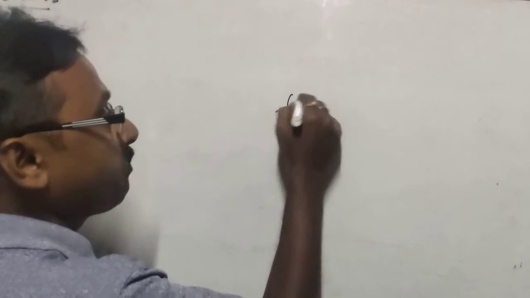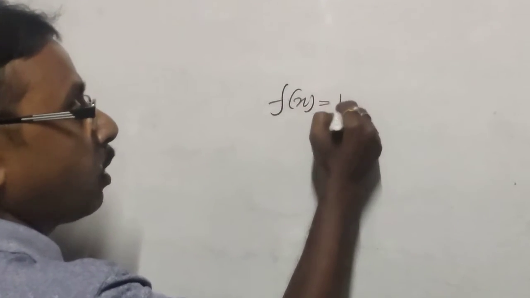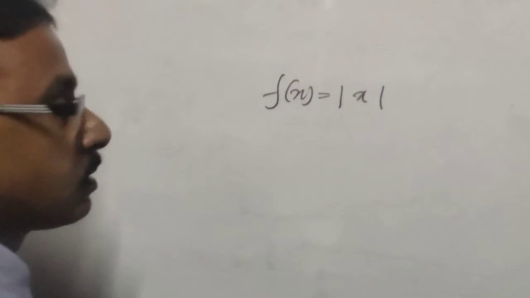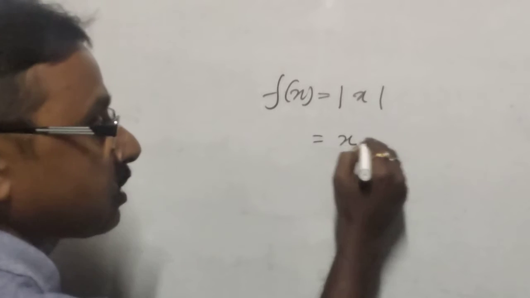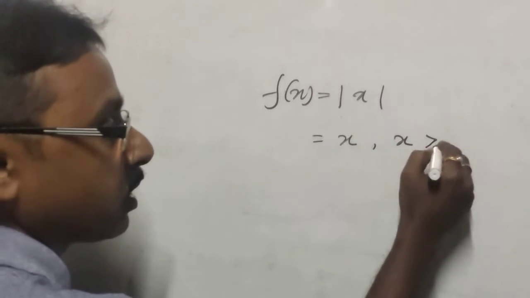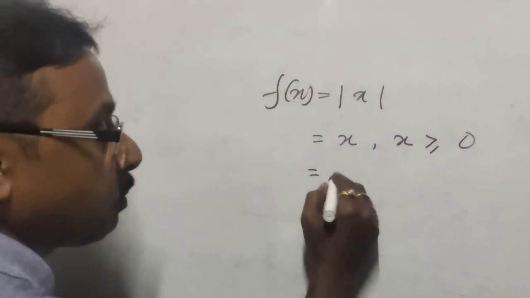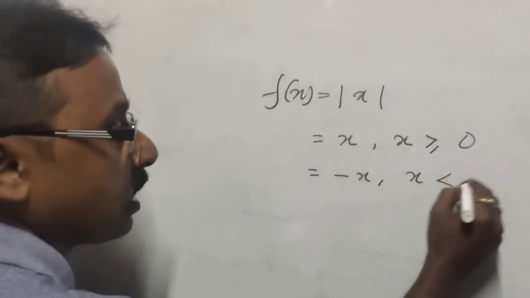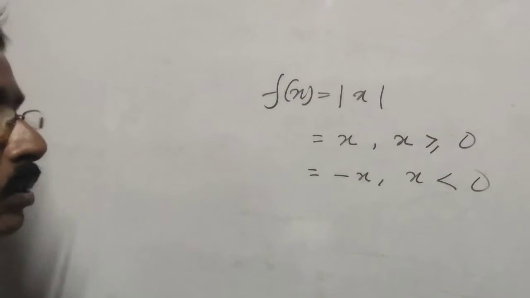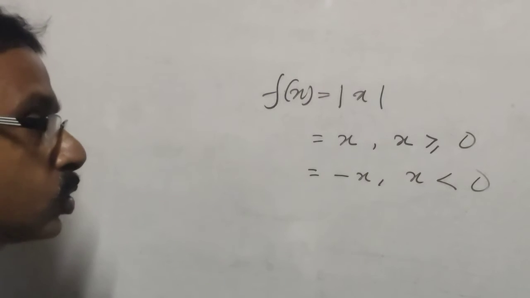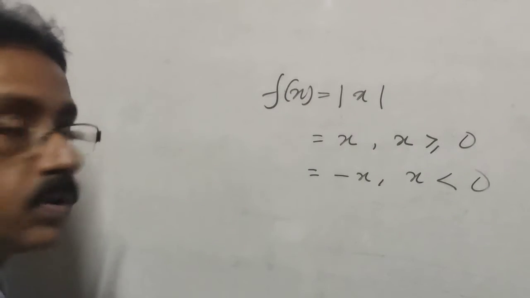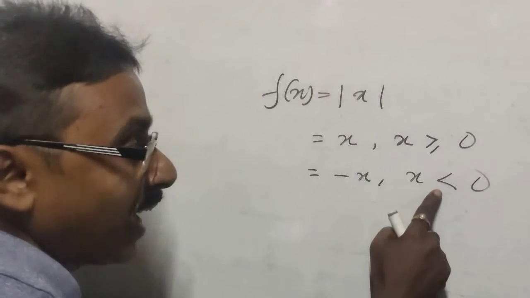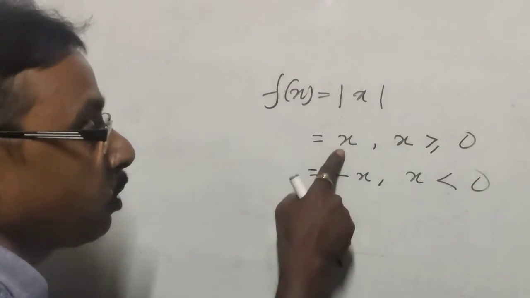Now the modulus function. f(x) equals mod x. This means that f(x) is x when x is greater than or equal to 0, and this equals minus x when x is less than 0. This is called the modulus function. Here also, whatever x I take, f(x) is always positive. Either x is positive or negative, f(x) is always positive.